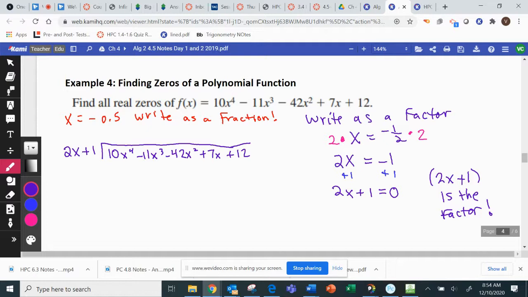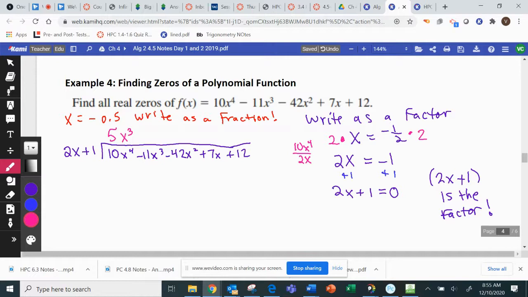From here, 2x plus 1 is the factor. We can't use synthetic division, so we have to use long division. So reviewing long division, I'm going to take 2x and divide it into 10x to the 4th. If we don't know that answer, we can go over here and say, what is 10x to the 4th divided by 2x? That leaves me with a 5 and an x to the 3rd.